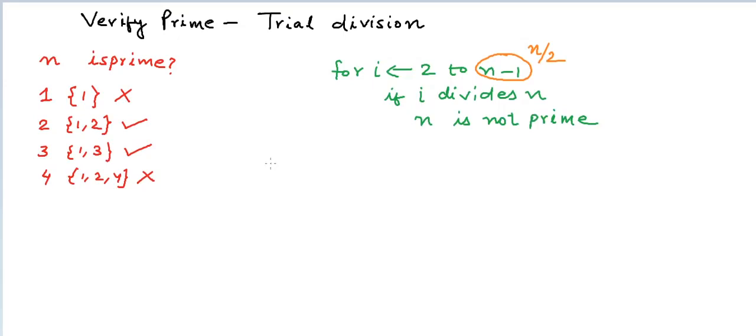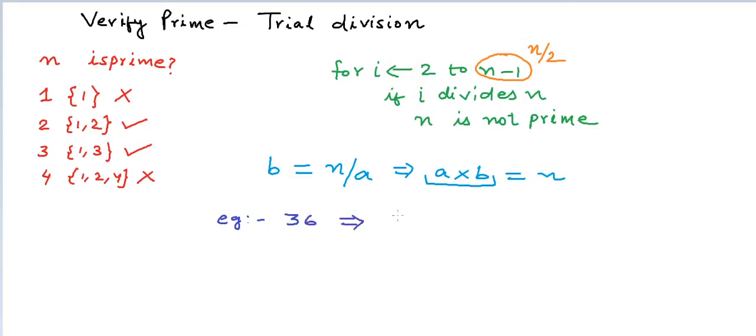Let us see. If a divides n, then there must exist another number b that is equal to n by a, and b should also divide n. So we should have a relationship like a into b is equal to n. a and b are called cofactors. So all the factors of n always exist in pairs, and it will be further clear if I use an example. So let's pick up a number 36 and try to see what all pairs of factors it has.